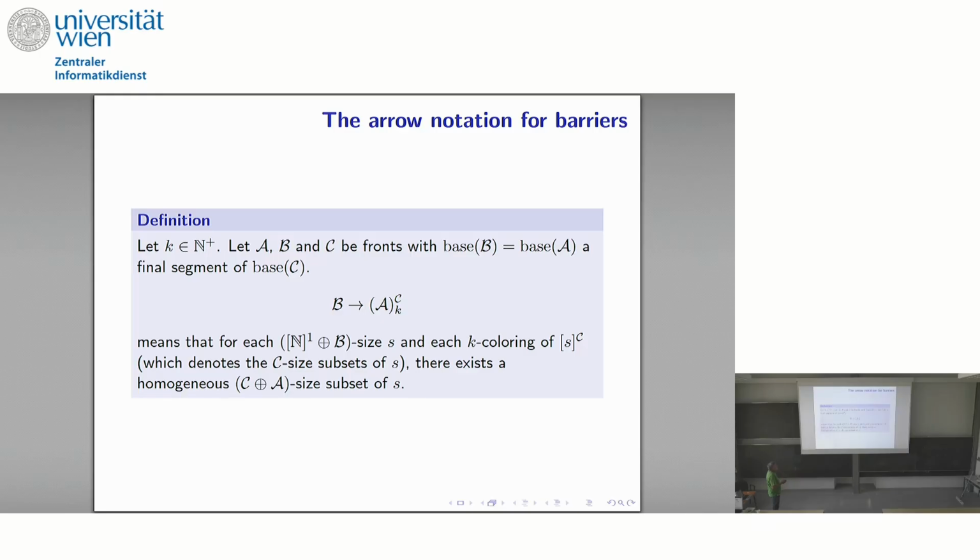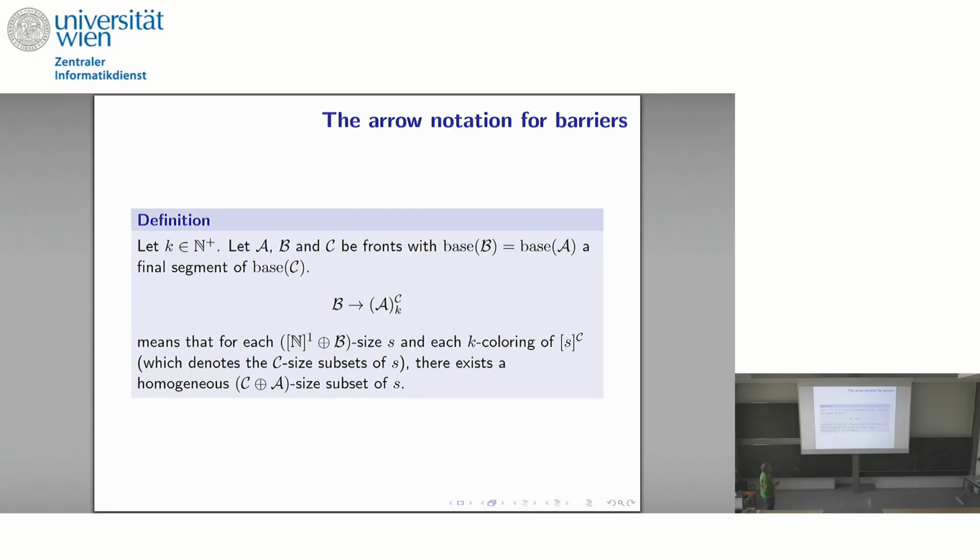And then the arrow notation means that if I take a set S which is of the size of this barrier, this is the barrier which is obtained from B by adding after each element of B maybe another singleton. The height of this is 1 plus the height of B. So it's just to make the infinite ordinal and the finite ordinal case match, basically. That's the reason for this thing. Then we have a K-coloring. K is still a natural number. It's the only thing that is still a natural number. And here I'm coloring the C-size subsets of this set S.